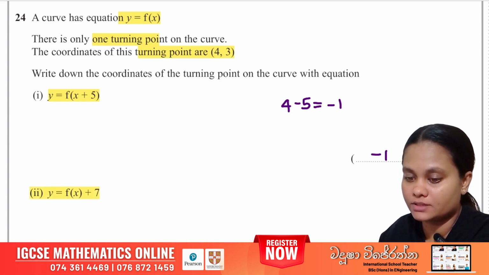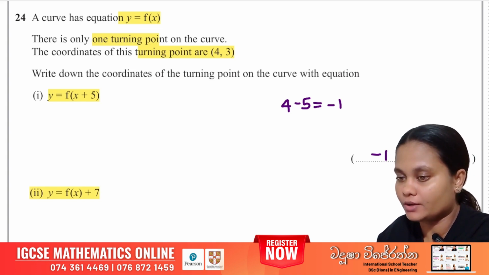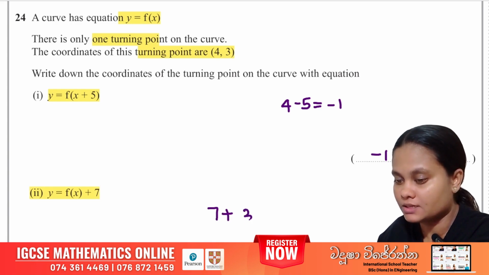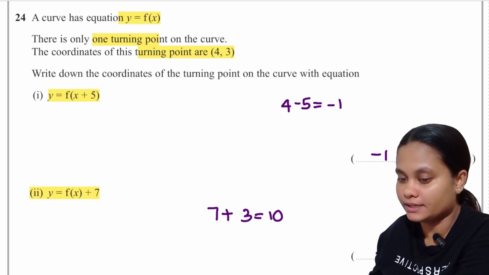Second part, y equals f(x) plus 7. This is also a graph translation. Move the point 7 units up. So the change has to be made to the y coordinate. Same x coordinate. The y coordinate moves 7 units upward. Upward means plus. 7 plus 3 is 10. So the coordinates of the turning point are (4, 10).